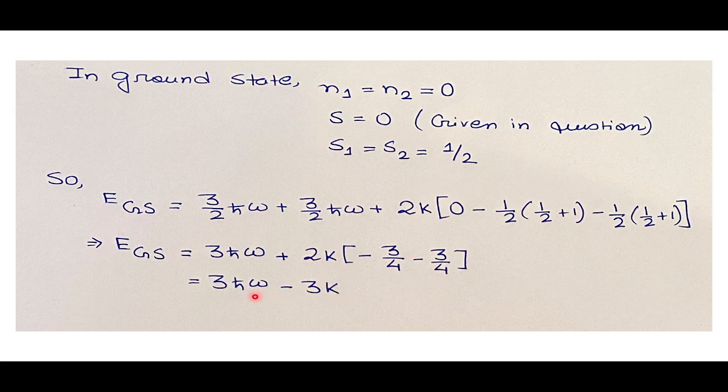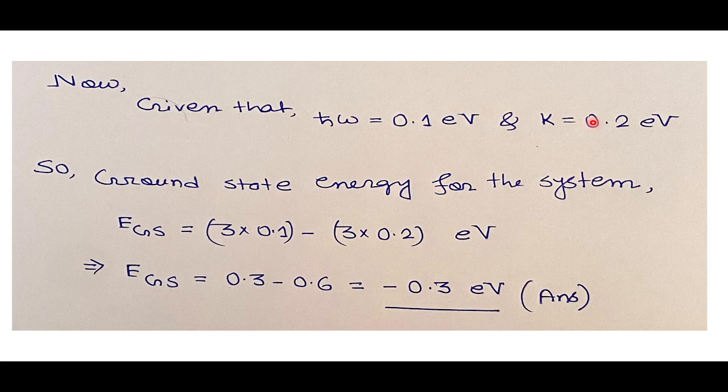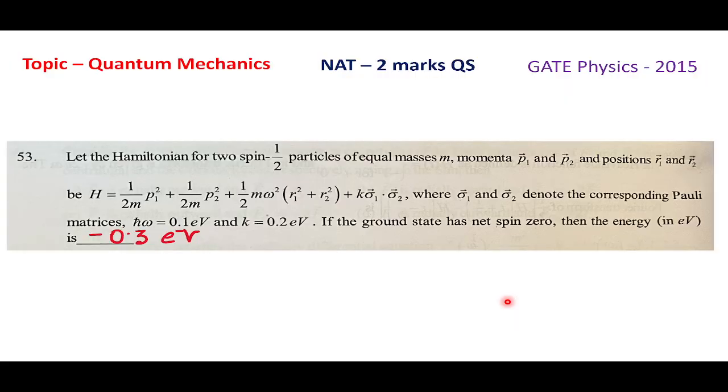Now you are given h cut omega I think 0.1 and k equals 0.2, right. Just put that. So you will get 0.3 minus 0.6, that will give you minus 0.3 electron volt. So your ground state energy for this system with this Hamiltonian will be minus 0.3 electron volt. Is it clear? Any doubt? Yes, sir. Okay.